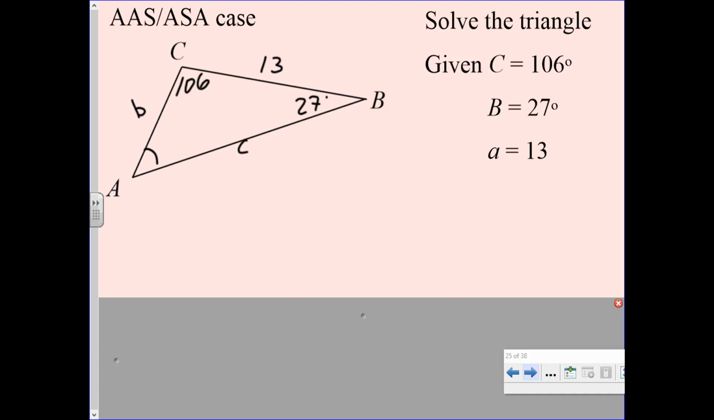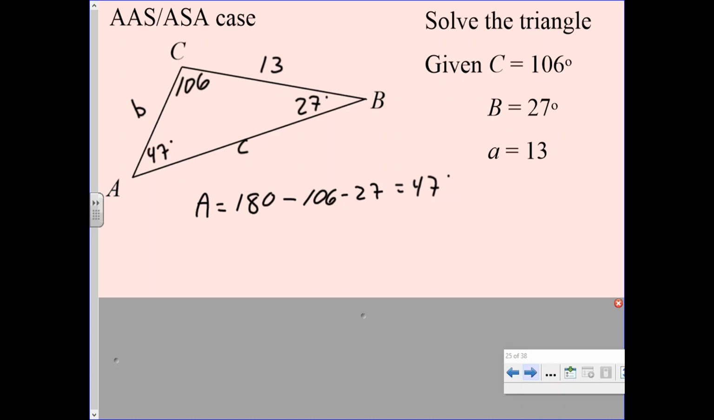Now, the angle is obviously the easy one, because we know from geometry that if you add up all the angles inside of a triangle, what does it come out to be? Hopefully in your head you said 180 degrees. So we know that angle A is going to be 180 minus 106 minus 27, and that comes out to be 47 degrees. So that's the easy part. So I'll go and label that in there too, just so I don't have to worry about it.